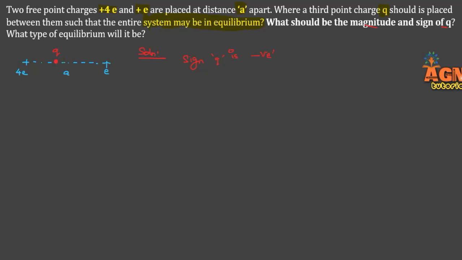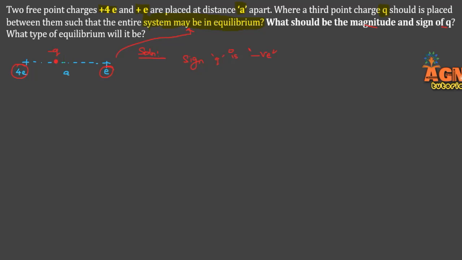Based on the previous one, the sign of q is negative. The reason is this is positive and this is also positive. If you want to make it in equilibrium, q must be negative. So now we need to calculate the magnitude. Then we will calculate at what point the net force will be 0. Clear?